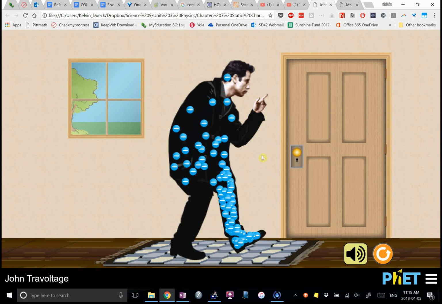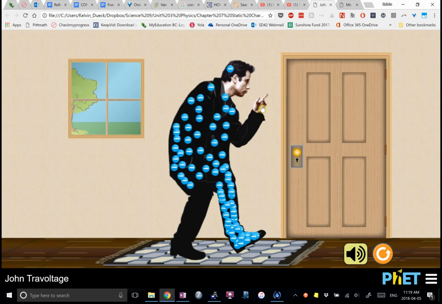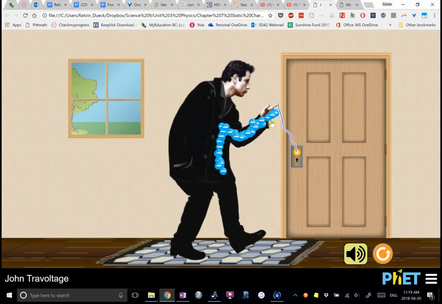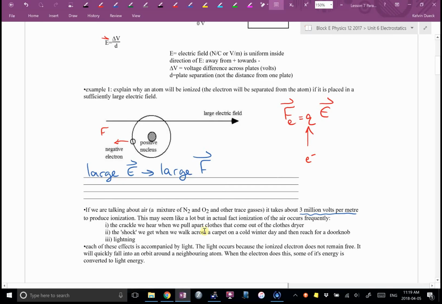He's built up a lot of charge. As we decrease the distance... Ouch. Okay? There was enough electric field to ionize that distance of air. And so that's what happens when you get a shock when you walk across the carpet on a dry day and you reach for a metal doorknob. It's also what happens with lightning.